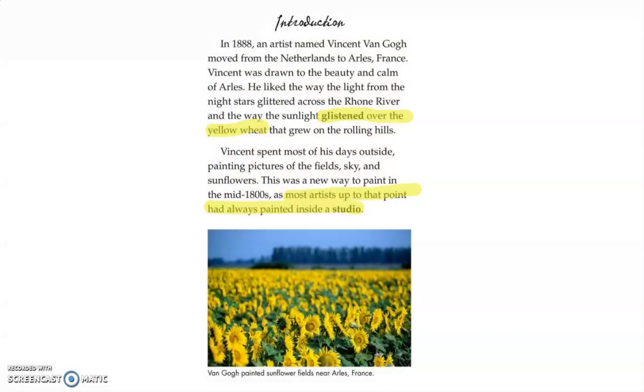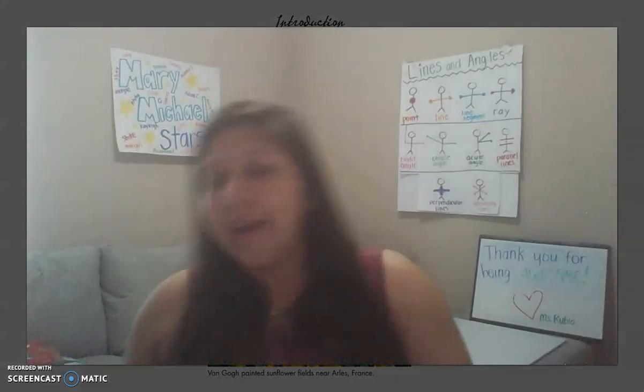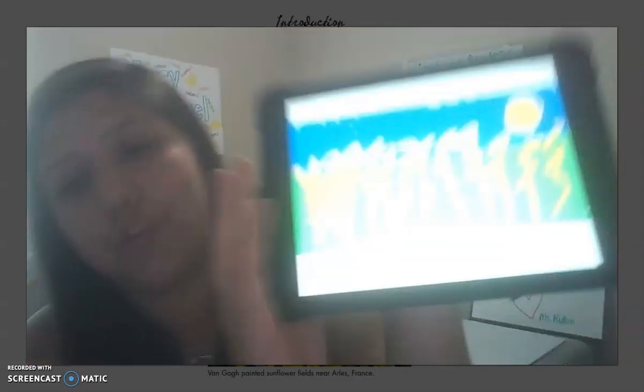I'm not saying to do it every single time, because that would take quite a bit. But to help you understand something, I drew this little picture to go back to where it said the sunlight glistened over the yellow wheat. Now please don't make fun of me, because it's a little bit embarrassing. I'm sure that you guys can do a way better job than I can. But this is what I drew.